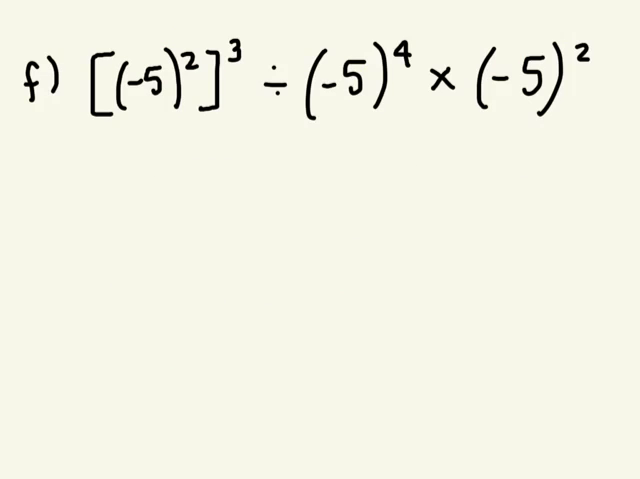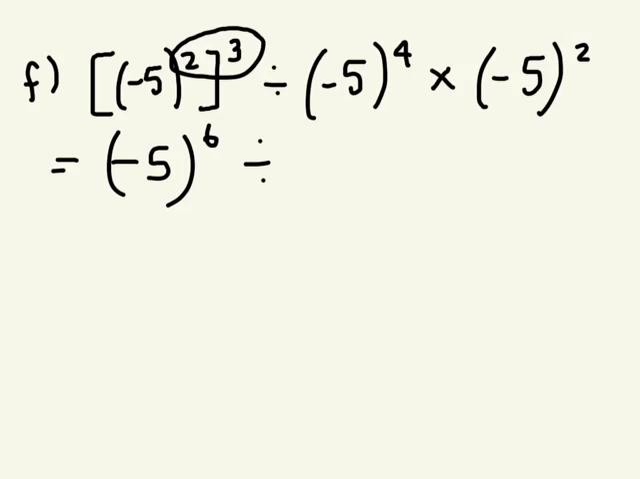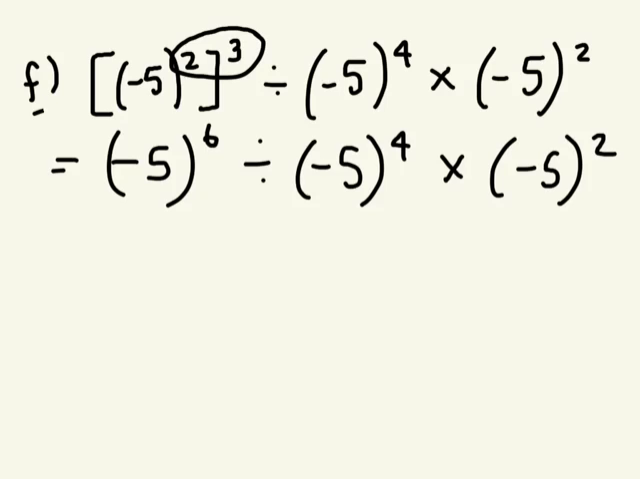Okay, so let's simplify the power of the power first. Negative 5 to the power of 2 to the power of 3 becomes negative 5 to the power of 6, good, divided by negative 5 to the power of 4 times negative 5 to the power of 2. This was the only one that was a single power.